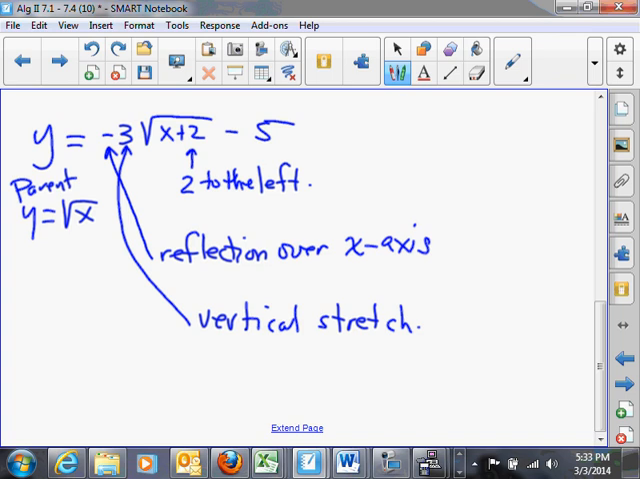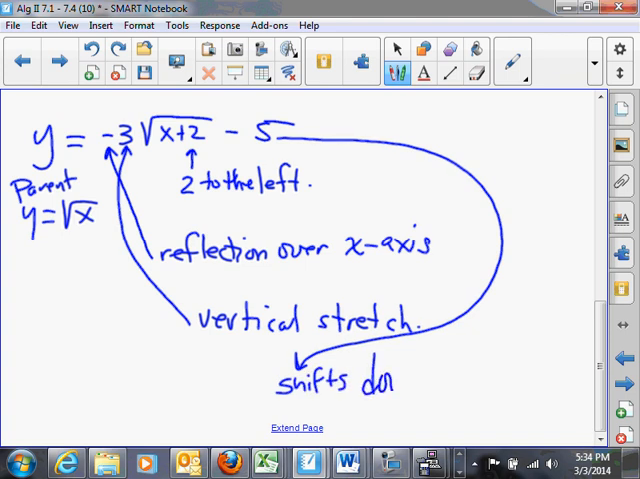And then finally, this minus 5 shifts the whole thing down 5.